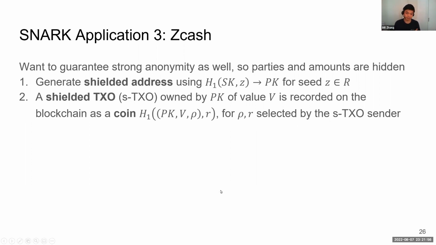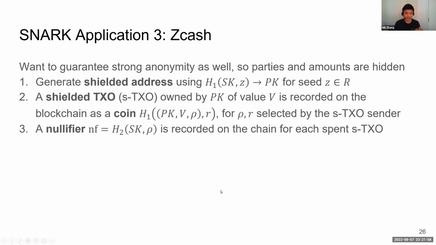Then the second thing we have to define is a nullifier. A nullifier is another hashed value that uses a different hash function. It uses a hash function h2, and it takes as input the secret key of whoever is sending the transaction, as well as the randomness rho that the transaction sender had picked for their coin. And that nullifier is produced and sent to the blockchain so the blockchain can record when each STXO has been spent.